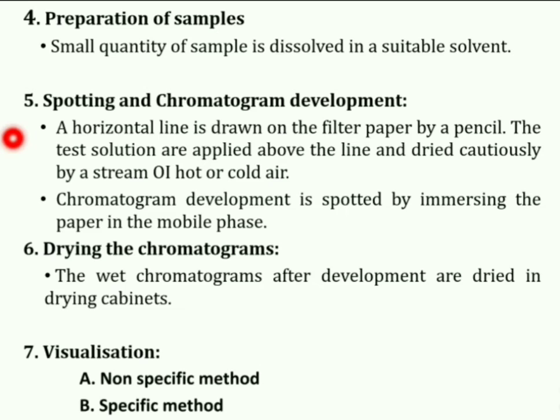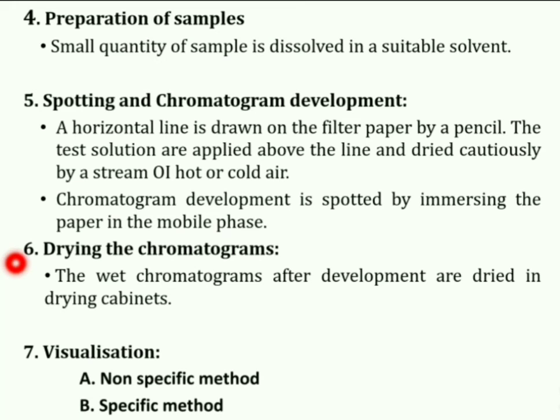Next is spotting and chromatogram development. In case of ascending paper chromatography, a horizontal line is drawn on the filter paper by a pencil. The analyte solution is applied above the line and dried by hot or cold air. Chromatogram is developed by immersing the paper in the mobile phase. Due to the capillary action of paper, the mobile phase moves over the sample on the paper.